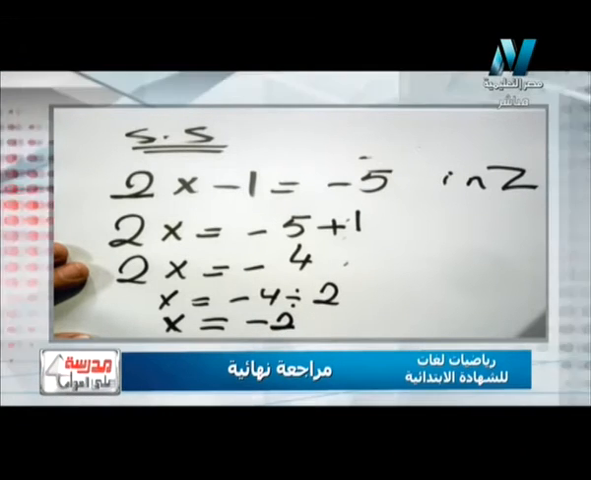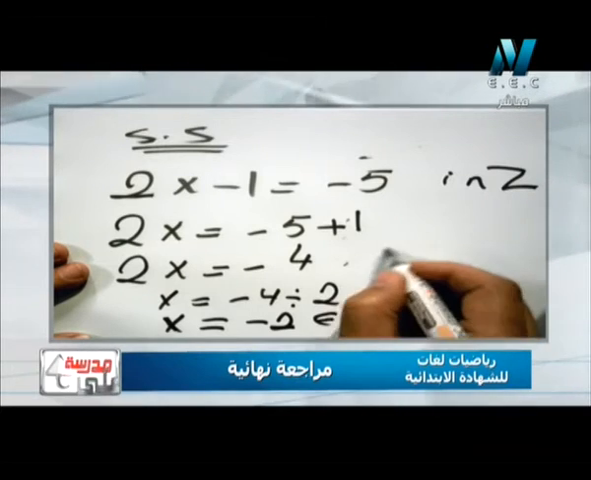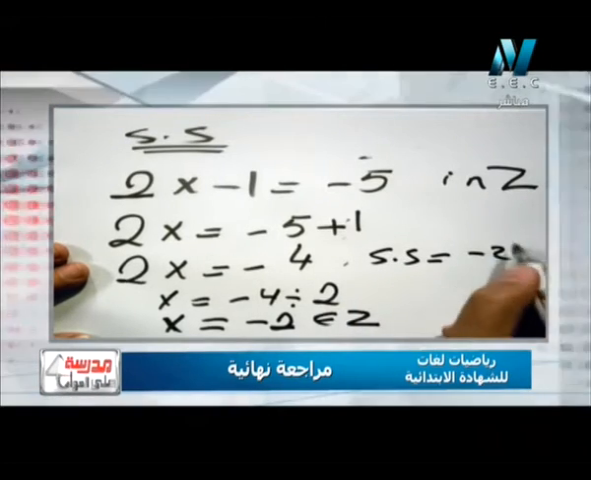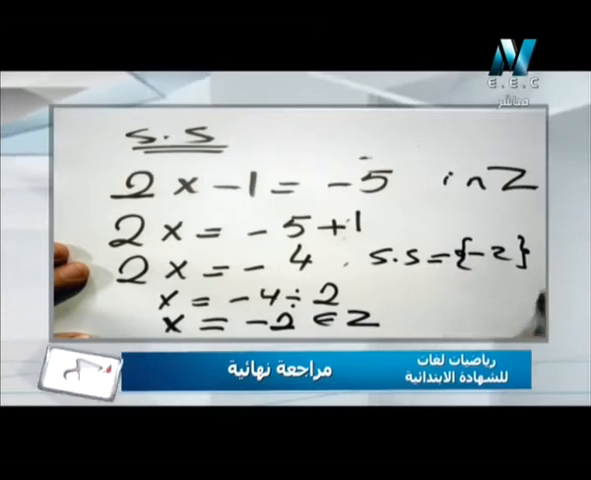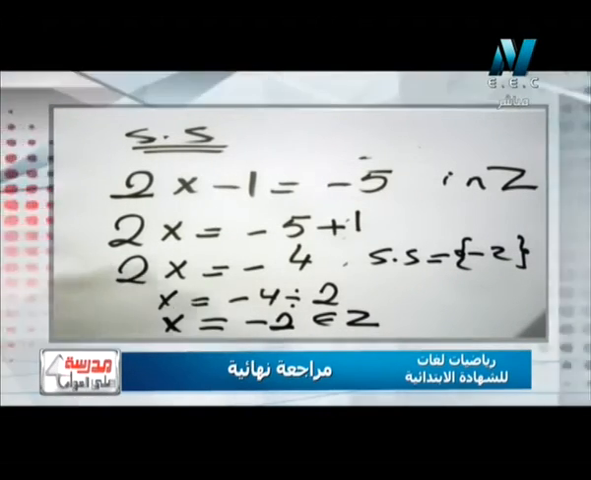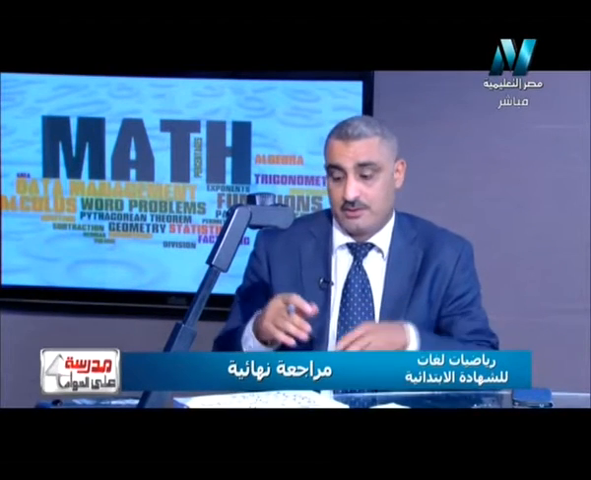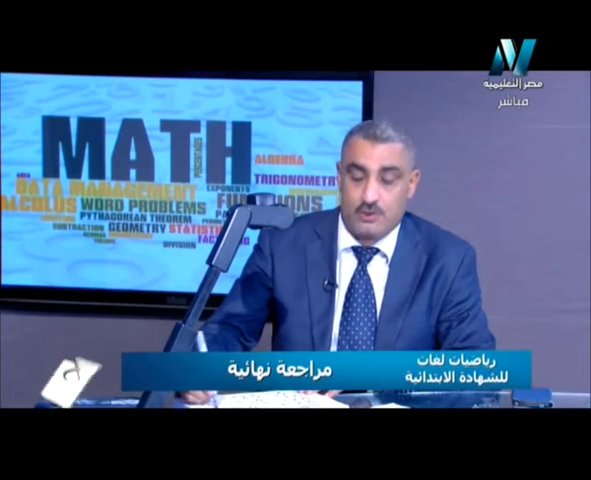Negative 2 belongs to what? Belongs to Z? Yes. So the solution set, my dear students, in this case, is negative 2 between two brackets. Don't forget that we have to check the answer, whether it belongs to the set Z or not.